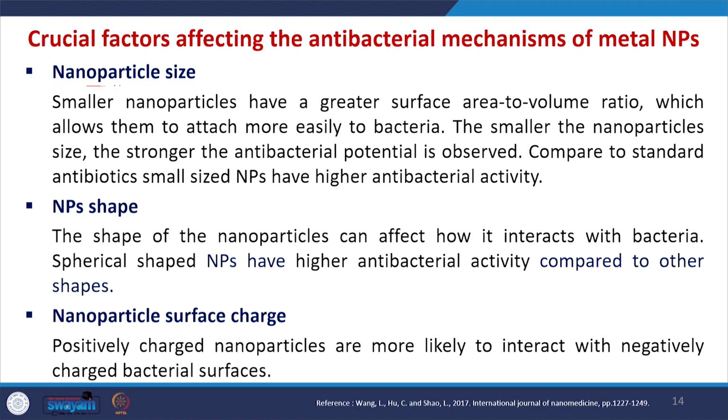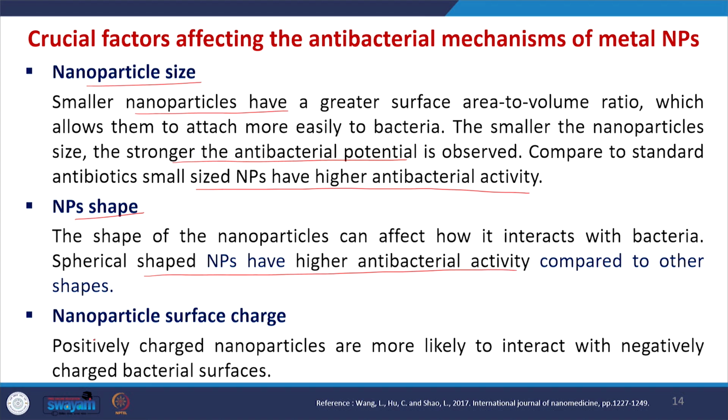The first one is nanoparticle size. As you know, smaller nanoparticles have a greater surface area to volume ratio, which allows them to attach more easily to bacteria. The smaller the nanoparticle size, the stronger the antibacterial potential. Compared to standard antibiotics, small size nanoparticles have higher antibacterial activity. The next one is nanoparticle shape. The shape of the nanoparticles can affect how they interact with bacteria. For example, spherical shaped nanoparticles have higher antibacterial activity compared to other shapes.